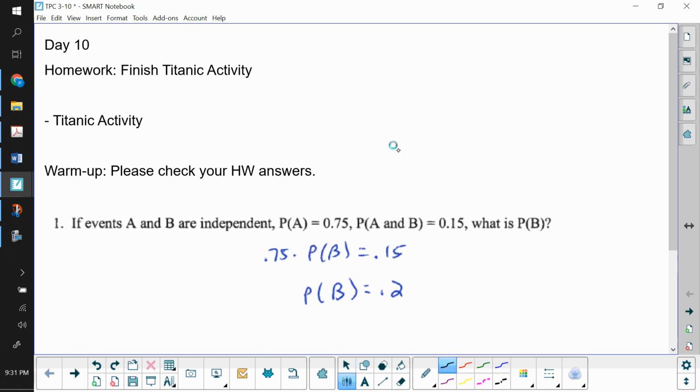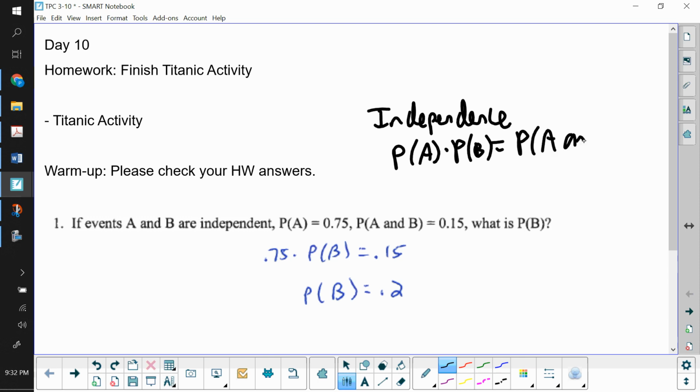A reminder of our independence formula. Make sure we want to have this written with our OR formula on the front of our packet. So on the very front of the packet, we want to make sure along with the OR formula we have independence: probability of A times probability of B equals probability of A and B. This formula along with the OR formula are the two that you will need to have memorized for the test.